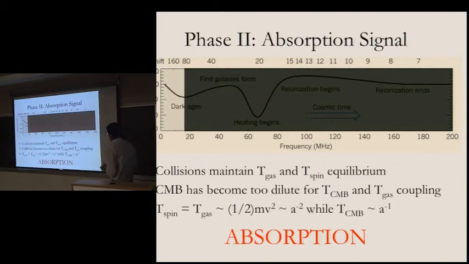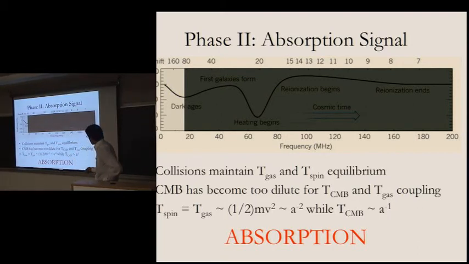Now, the universe expands. And what eventually happens is that the CMB becomes too dilute, too few photons per centimeter cubed, to find these residual electrons, which are rare, to Compton scatter off of. However, the collisions between hydrogen atoms maintain the equilibrium between T gas and T spin. So those are still equal.